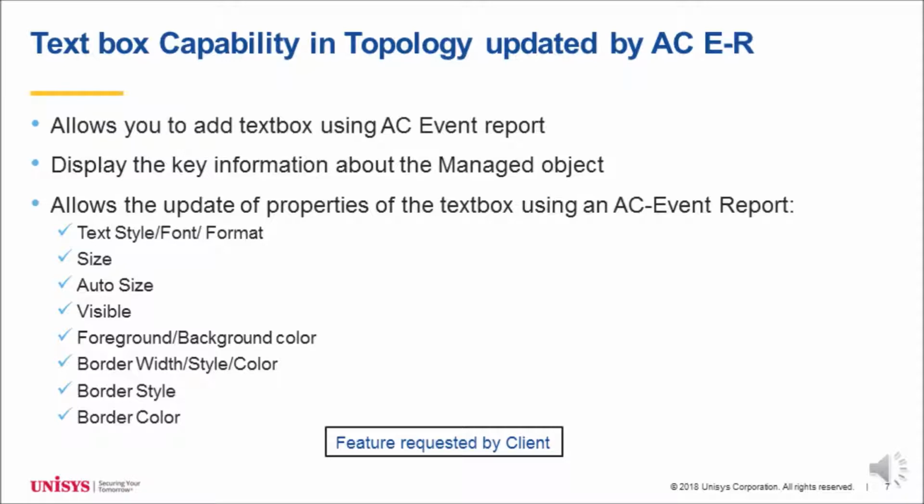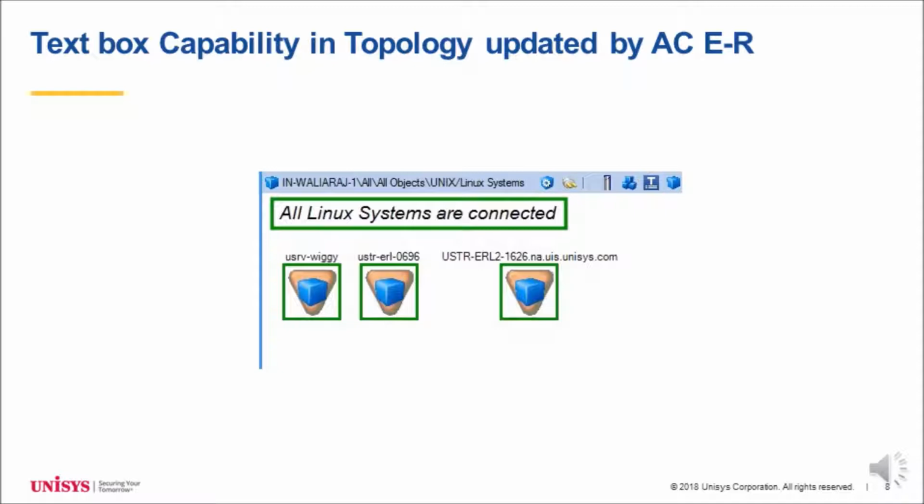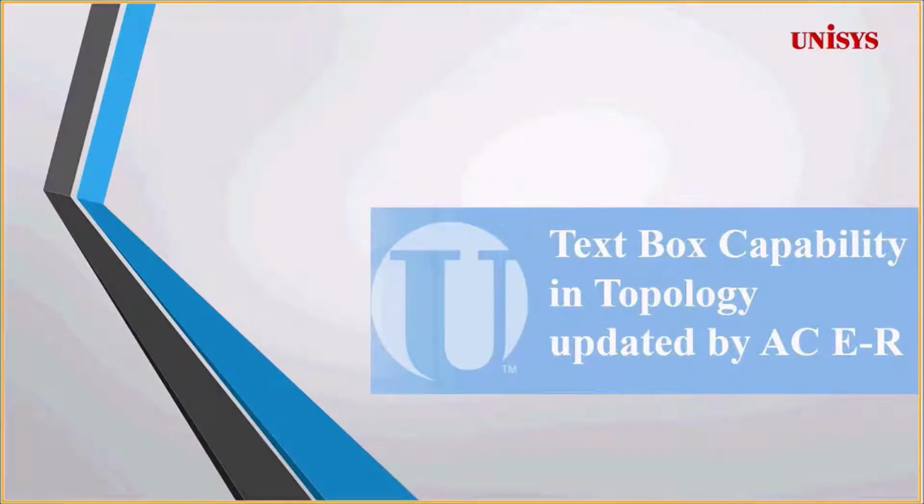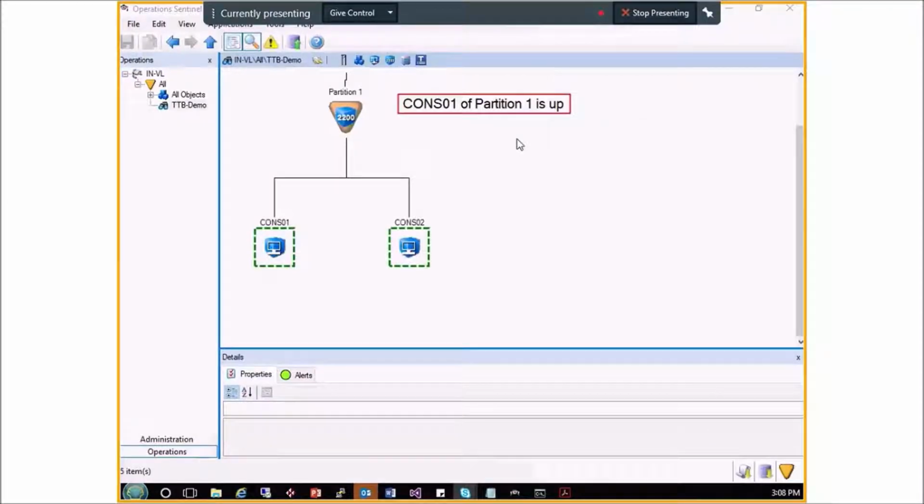The solution allows you to add a text box to Topology and update the following properties using an AC event report: location, style, font, visibility, foreground and background color of the text. This screenshot shows how a Topology text box appears and displays information. This feature allows the user to add a text box to the topology by using an attribute change event report. Topology text boxes help in displaying the key information on the Operations Sentinel console.